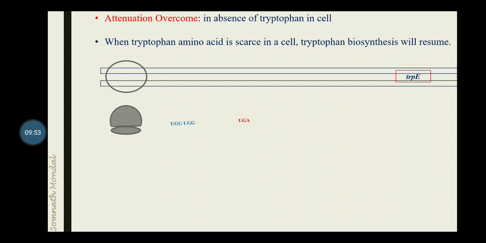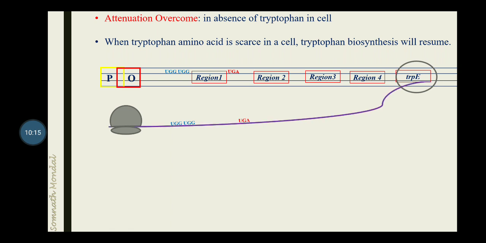What happens? The same tryptophan leader region and the RNA polymerase is ready to transcribe from the promoter region, and there is UGG and UGA just ahead and after the region 1. Now transcription proceeds, formation of mRNA takes place, and ribosome starts translation. Now ribosome will stop just at the UGG. As tryptophan is absent, there will be no tRNA molecule charged with tryptophan amino acids. Therefore, ribosome will stall just at the UGG codons or tryptophan codons. Thereby, region 1 is occupied by ribosome.